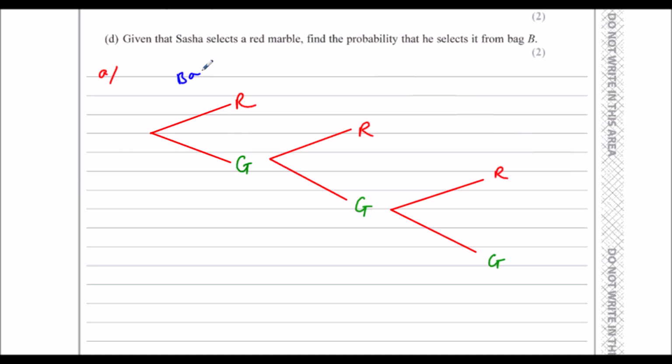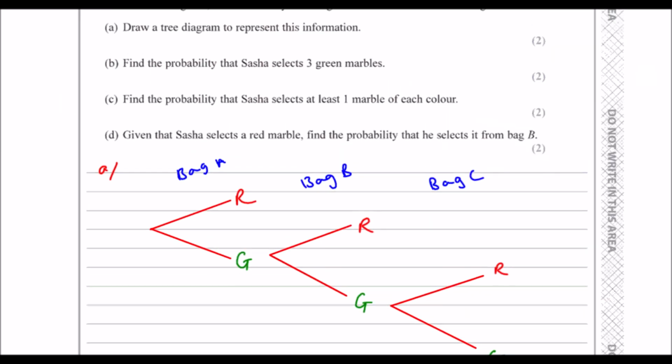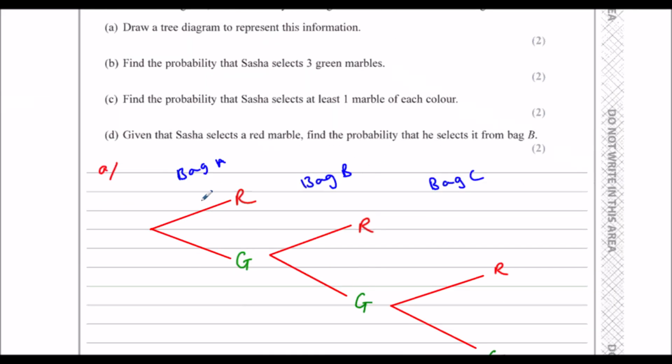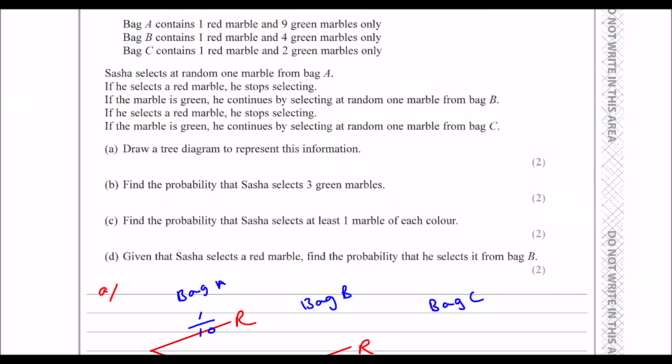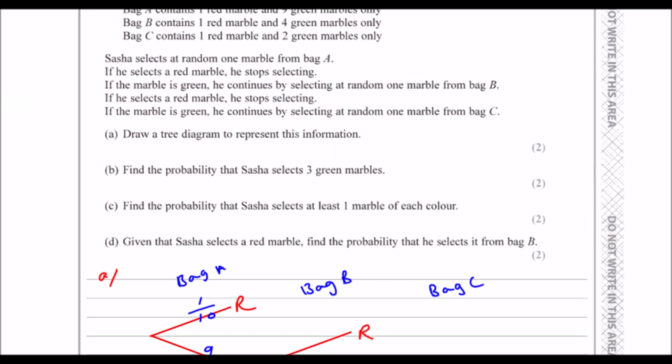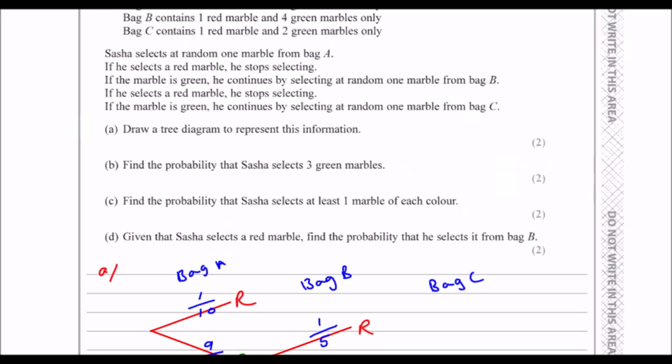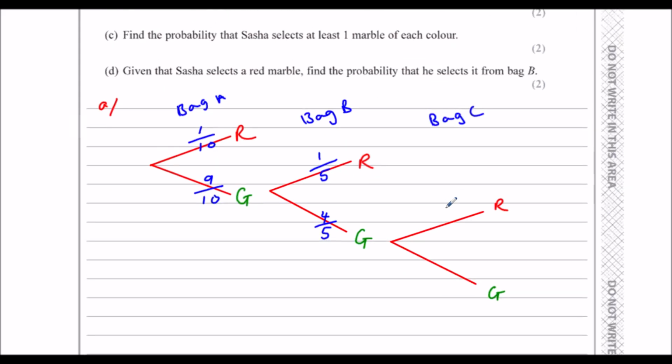So we've got bag A, bag B, and bag C. Let's write in the probabilities. So for the first bag, 1 red and 9 green. So 1 out of 10 are red and 9 out of 10 are green. For the second bag, bag B, 1 red, 4 green. So 1 out of 5 red, 4 out of 5 are green. And bag C, 1 red, 2 green. So 1 out of 3 red and 2 out of 3 green. So that's our tree diagram.